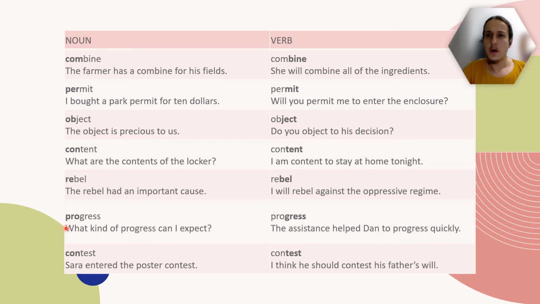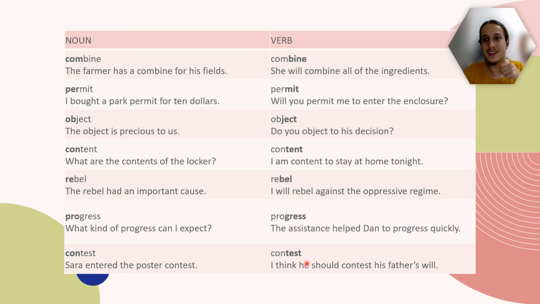Another example. Progress. What kind of progress can I expect? The progress itself. The assistants help them to progress quickly, to develop quickly, to continue, to advance quickly. Noun and action.